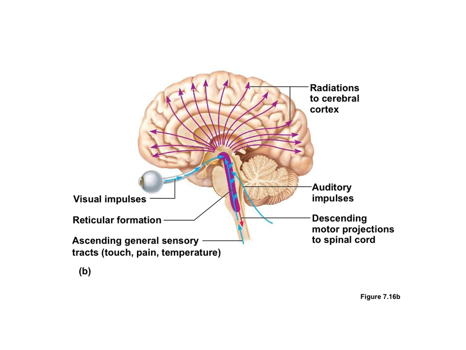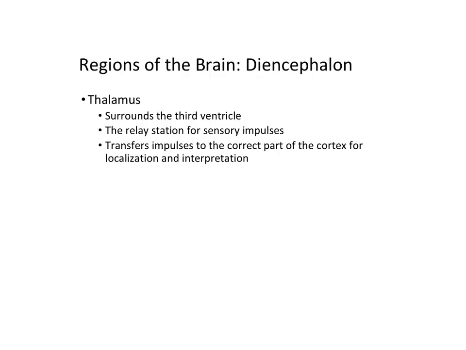And in this diagram, you can see a bunch of information is sent there first. So like visual impulses are one of those things. Audio impulses are another one. The function of the thalamus specifically, it's surrounded by the third ventricle, and it's the relay station for sensory impulses. It transfers impulses to the correct part of the cortex for localization and interpretation.